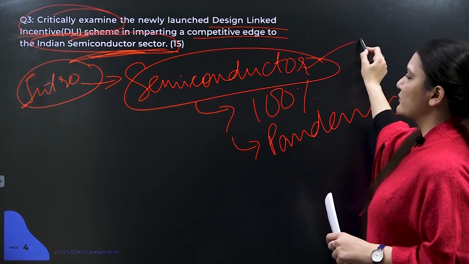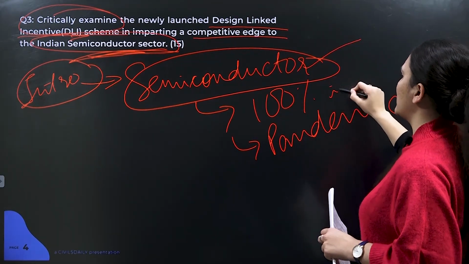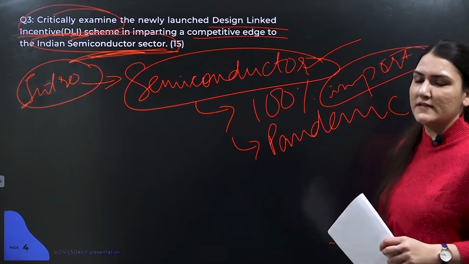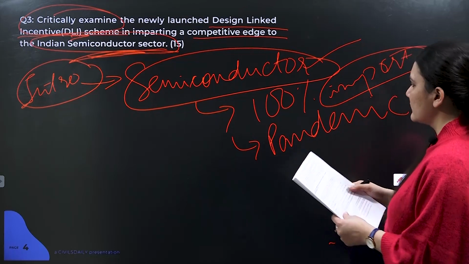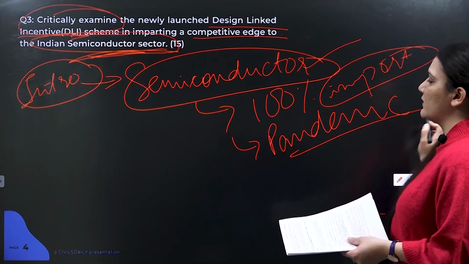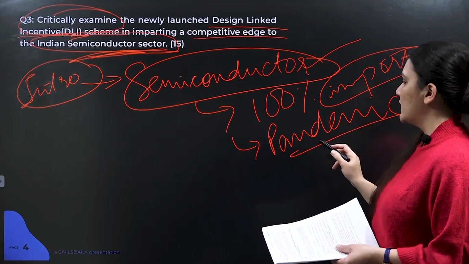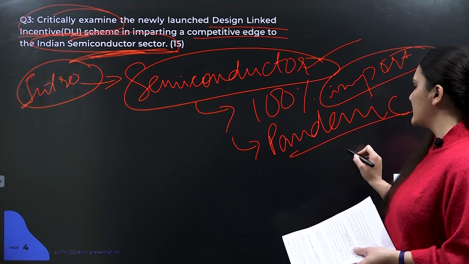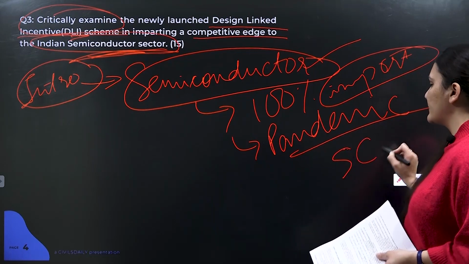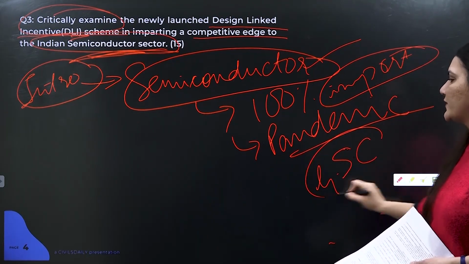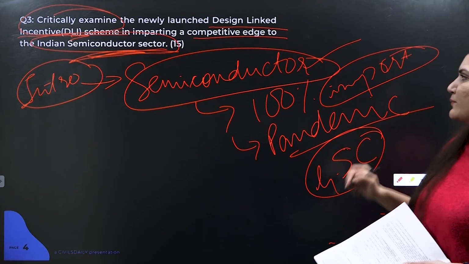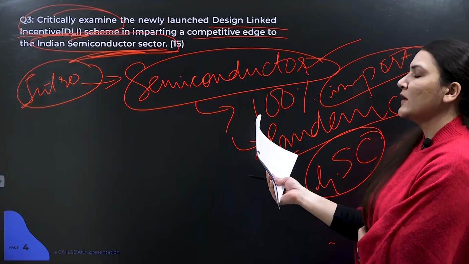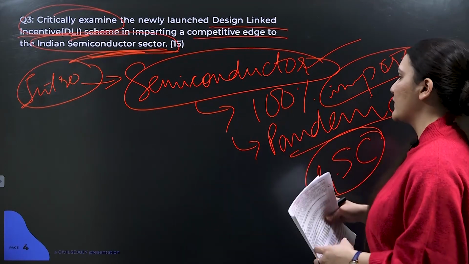So first you'll describe this, and then you can describe the issue briefly, that we are 100% dependent upon these imports. Then comes the opportunity during the pandemic time, when global supply chains were disrupted, and these imports were discontinued due to lockdown, etc. That's why our overall electronic industry suffered.